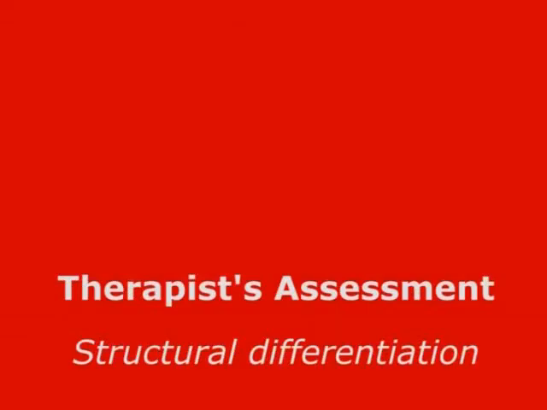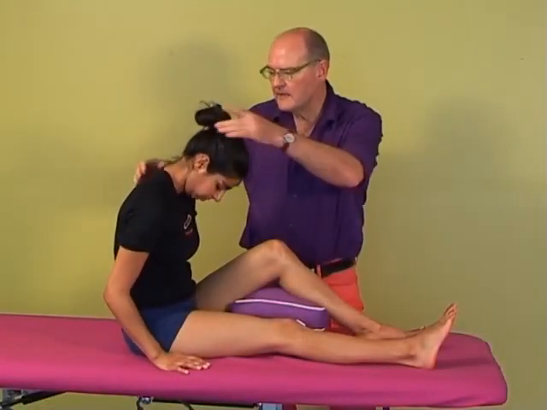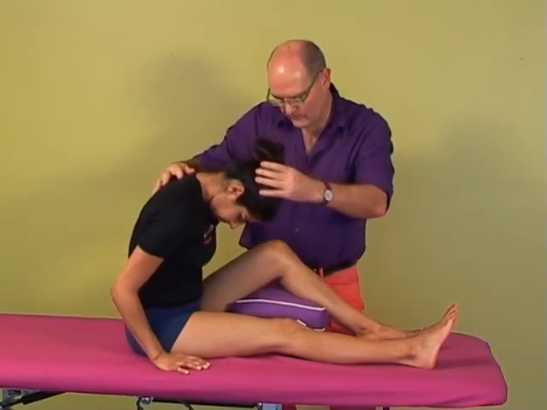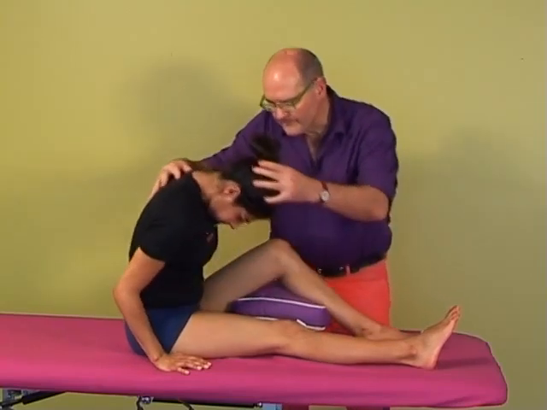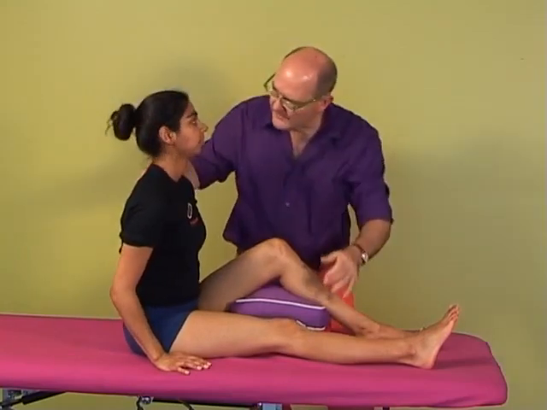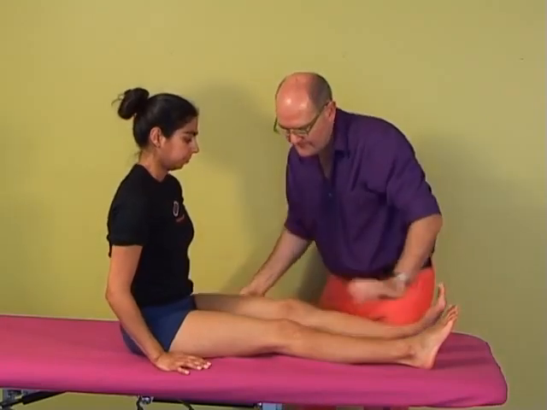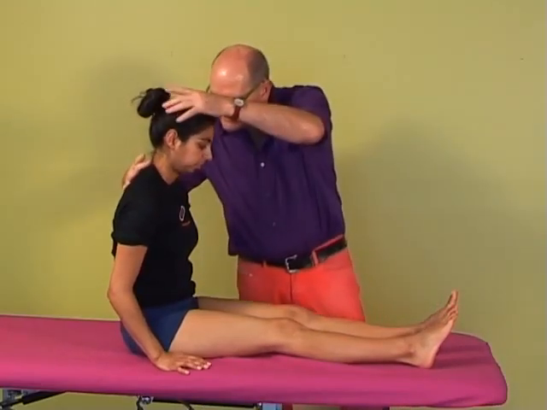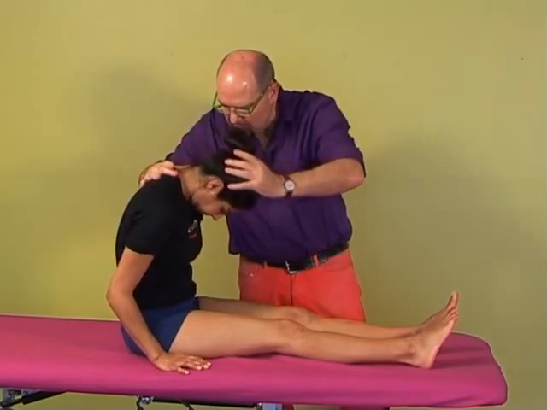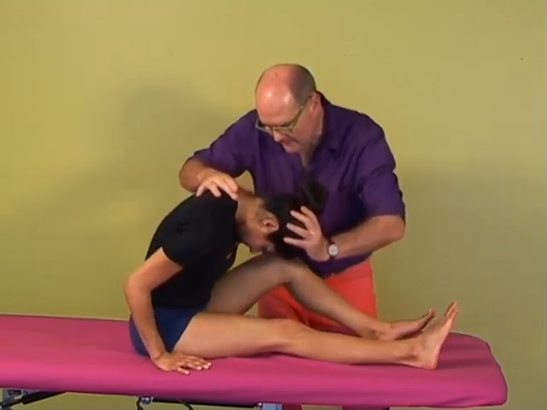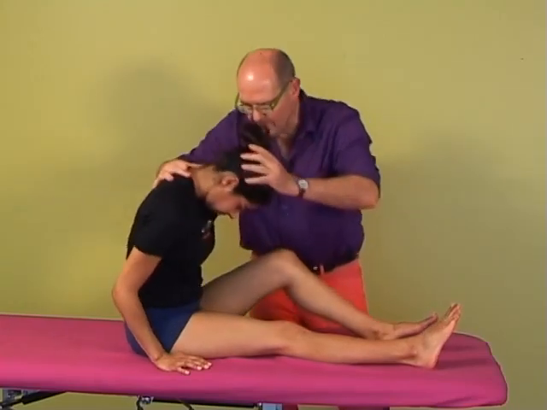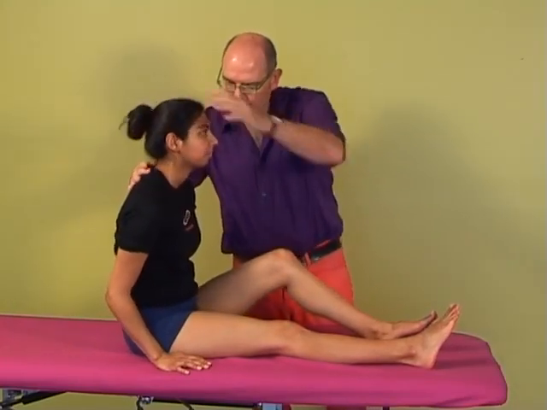Therapist assessment, structural differentiation. Rookie has a problem in her left leg. Notice how I can flex her spine, including neck flexion, quite a lot, as long as the left knee is in flexion. If I was to perform the same movement with the knee extended, she finds it almost impossible to flex her spine and neck. And with the knee flexed, spinal flexion is allowed. There is clearly a limitation in the nervous system's movement and its ability to stretch.